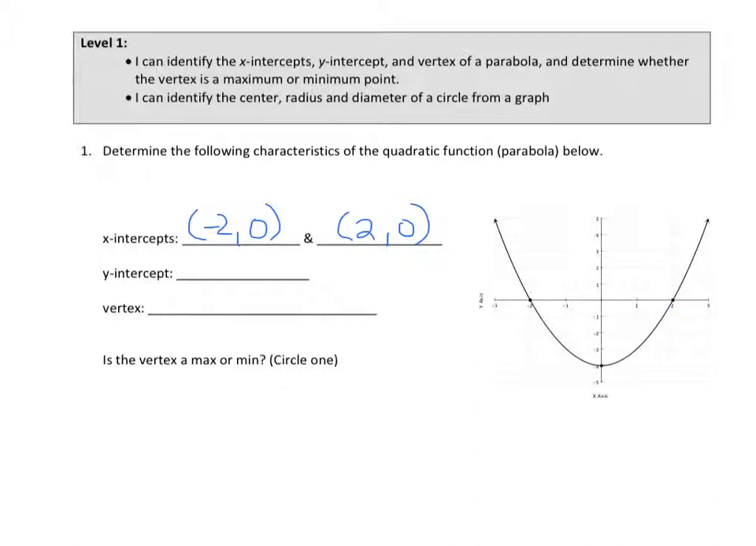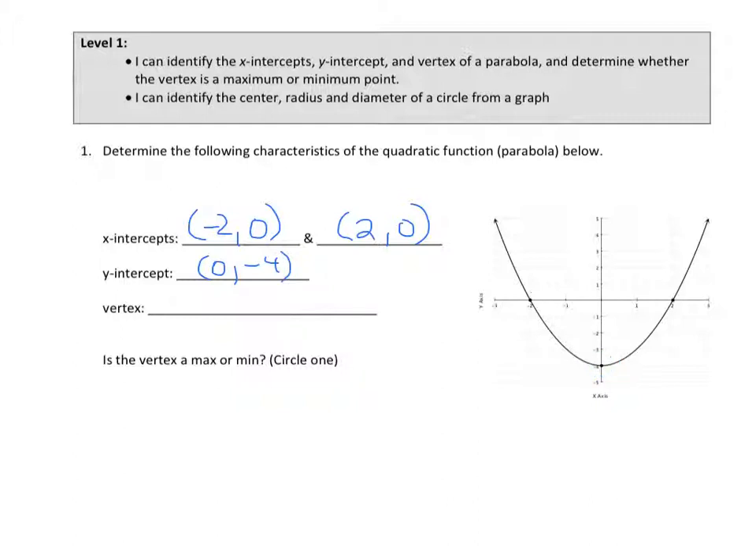Y-intercepts are the points where the graph touches the y-axis, and you would only have one of those. And this graph touches the y-axis at the point (0, -4). Again, it needs to be an ordered pair.